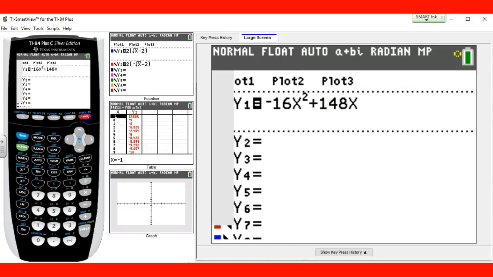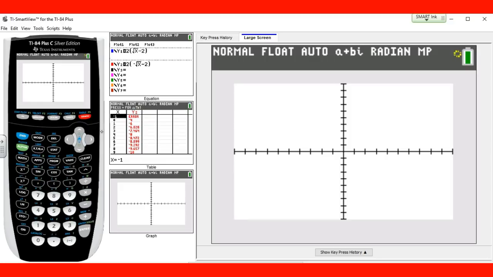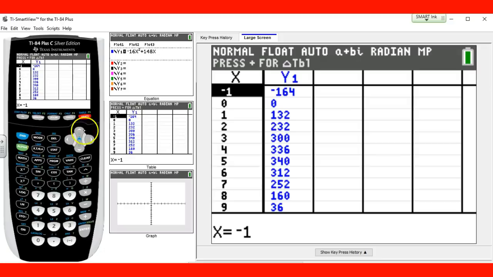So now we hit graph. We're going to let this thing graph. All right, it did some of it right there. That's fine. That's the parabola, but we want to look at this table. So second graph, go to the table. Then we've got to find the maximum of this thing.